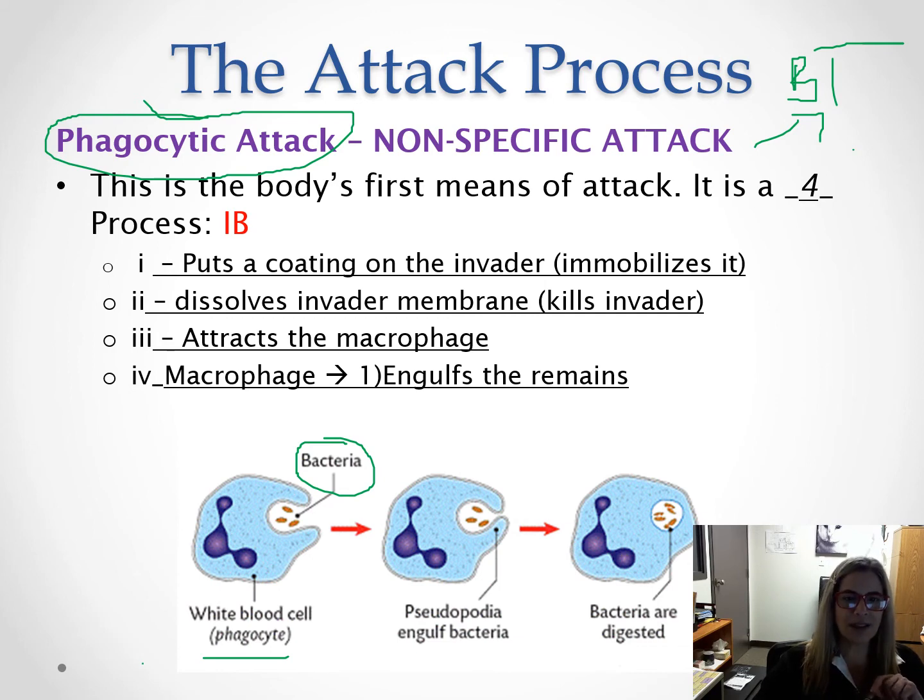So notice that this process is actually IB. So this kind of 1 through 4 process, that is specifically IB. So what does the macrophage do? It basically puts a coating on the invader so that the invader can't move. It dissolves the membrane of the bacteria or whatever it is and kills it. And then it attracts the macrophages, which then engulfs and destroys.